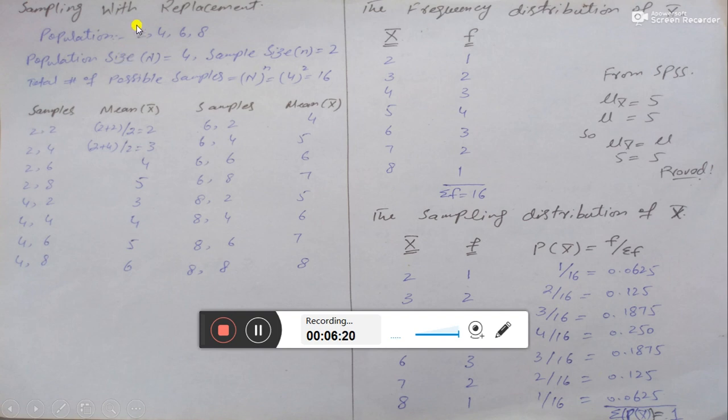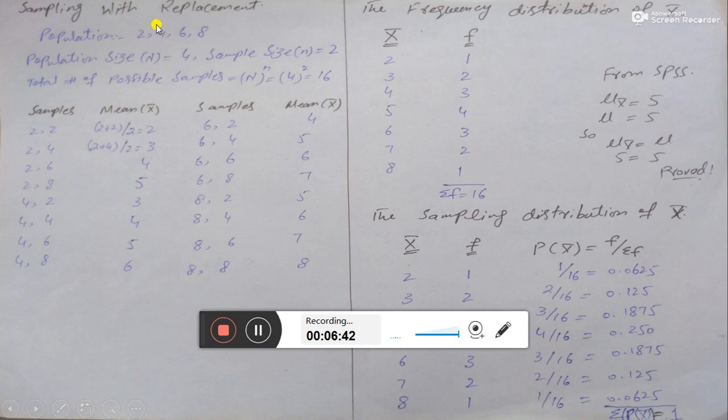Then again, as it is sampling with replacement, 2 is returned back into the population before selecting the next unit. So 2 can be selected once again. 2 can come with 2, 2 can come with 4, 2 can come with 6, and 2 can also be selected with 8. So: 2 2, 2 4, 2 6, and 2 8.